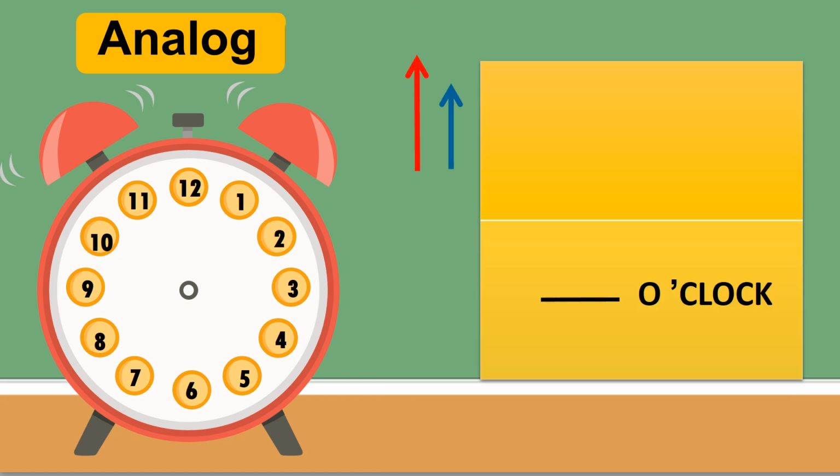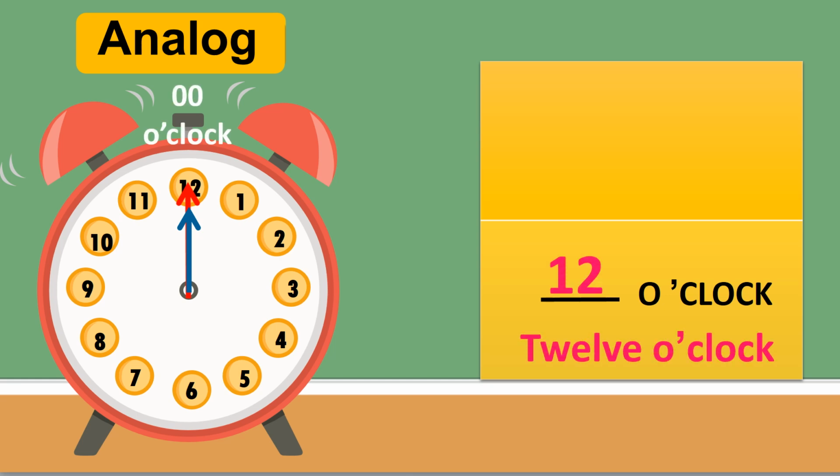I give you an example here. I have here the long hand and the short hand. If both of them point to 12, like that. In analog form, the short hand tells me the exact number. So the short hand will be 12 and the long hand tells me o'clock. So it's 12 o'clock because the short hand points to 12, it means 12, and the long hand points to 12, it means o'clock.